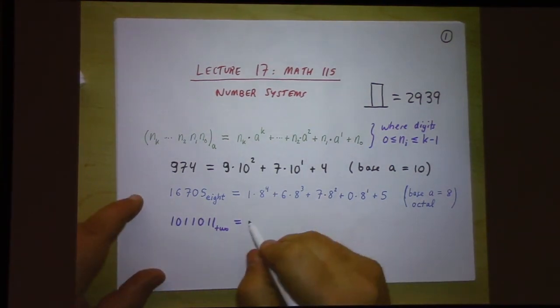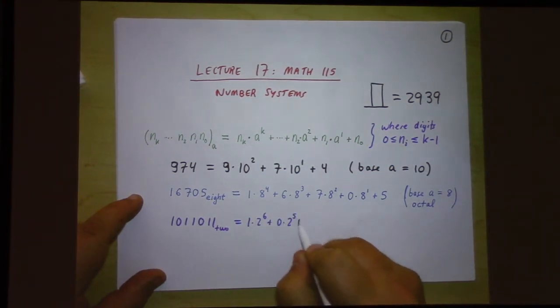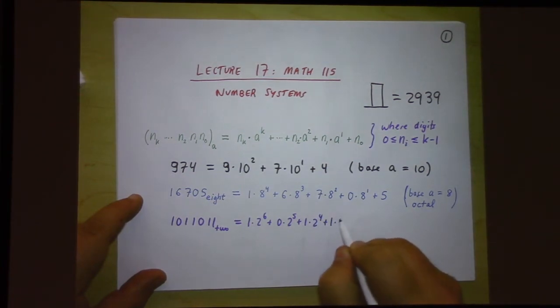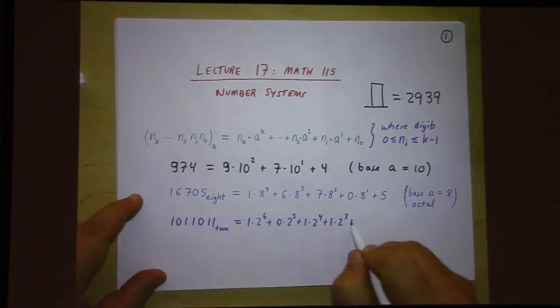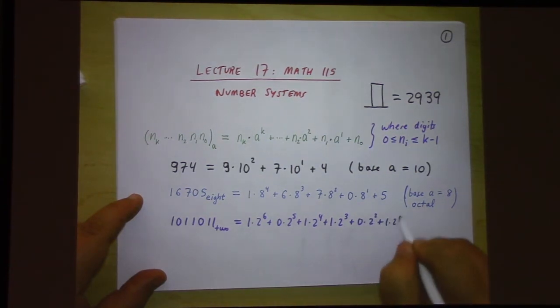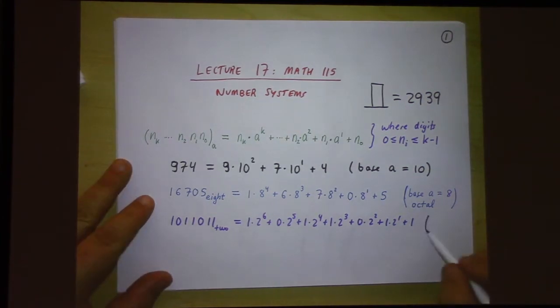So we have 1 times 2 to the 6th plus 0 times 2 to the 5th plus 1 times 2 to the 4th plus 1 times 2 to the 3rd plus 0 times 2 squared plus 1 times 2 to the 1 plus 1. This is base 2. Such a number is called a binary number. All right?